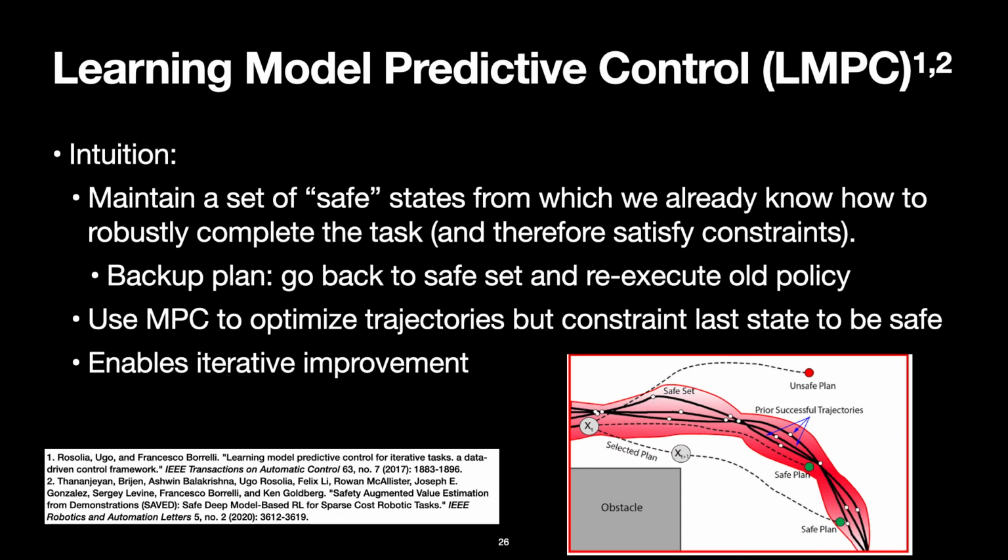We'll show that safe states in this context will also refer to states from which a prior controller can complete the task. Intuitively, this is like maintaining a backup plan to a region where we already know we can perform the task, and therefore also be safe. If we go outside this safe set, the planner believes there is a better plan than simply executing an old policy, but it still maintains the option to revert to the old policy.